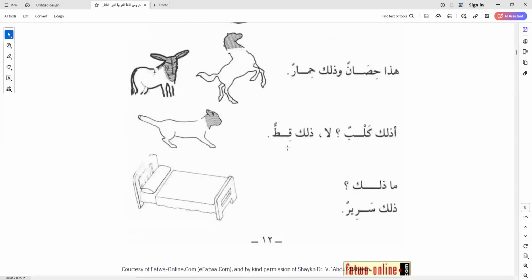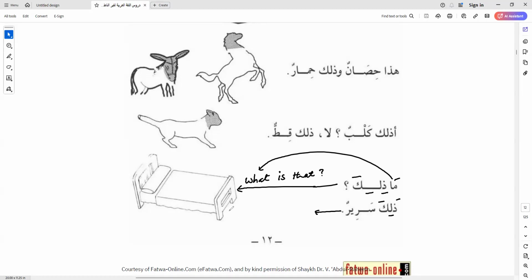ما ذلك? What is that? We're talking about what we see here. What is that? That's the question. Remember, ma is what? What. And there's no is or helping verbs in English, in Arabic, I'm sorry. And that is ذلك. ما ذلك. What is that?